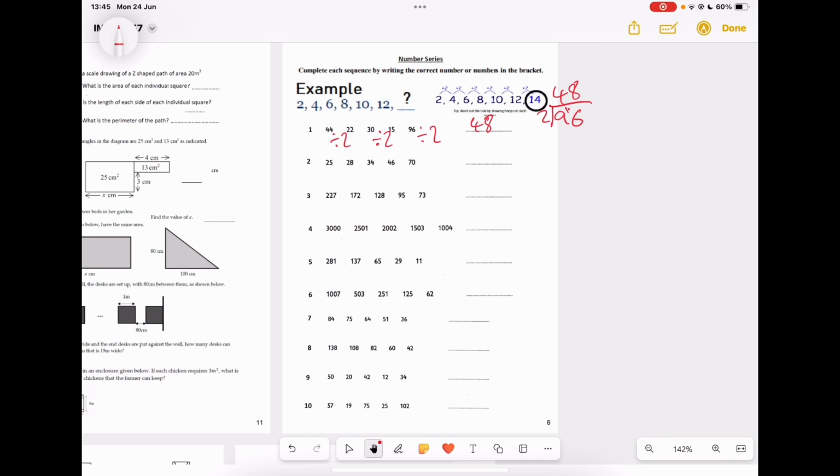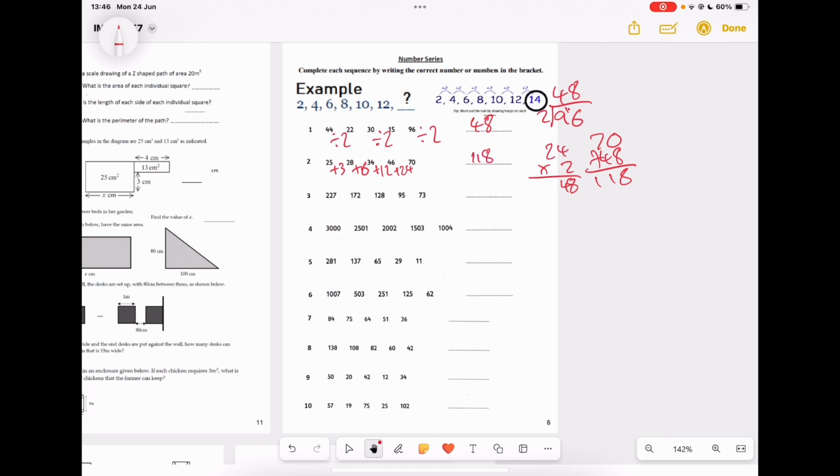So 25 to 28 is plus 3. 28 to 34 is plus 6. 34 to 46 is plus 12. Okay, and then 46 to 70 is plus 24. So we can see that the addition is multiplied by 2 each time. So 24 times 2 is going to be 48. So then 70 plus 48 is going to be 118.